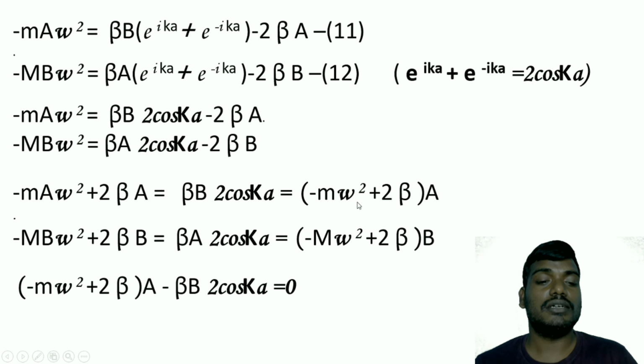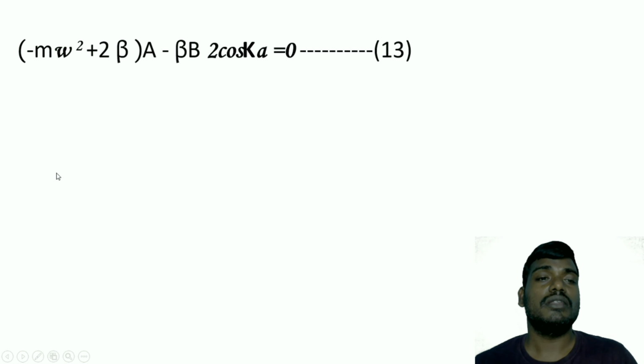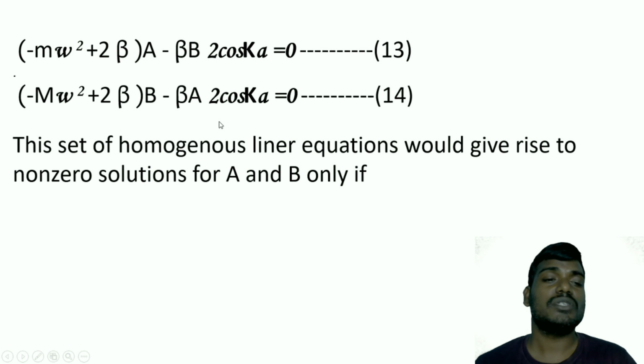And next the 13th equation: we take the value from the left side to the right side. A positive value, taken to the right side, becomes negative, so (-mω² + 2β) a - bβ cos ka = 0. The next equation is the same: (-Mω² + 2β) b - βa cos ka = 0. These are named equation 13 and equation 14. Then we solve the equations.